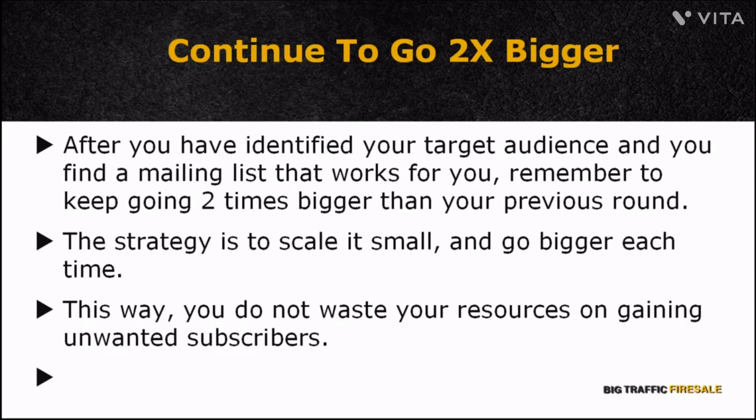After you've identified your target audience and you find a mailing list that works for you, remember to keep going 2 times bigger than your previous round. For instance, if you purchase 50 subscribers on a list and it works for you, continue with 100 subscribers for the next round. Continue to do the same each round until you have accumulated your ideal list for your advertisements. But always remember to not drastically go for a huge solo ad if you're relatively new to the scene. The strategy is to start small and go bigger each time. This way you don't waste your resources on gaining unwanted subscribers.